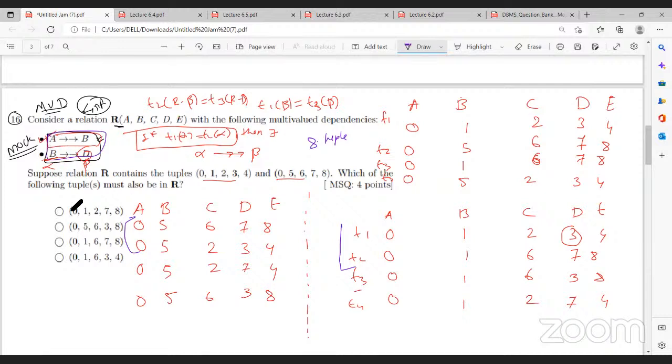Okay, now just take the option 0, 1, 2, 7, 8. Is it present? 0, 1, 2, 7, 8 is not present, so this is not correct. 0, 5, 6, 3, 8 is present. This one is present. This is now a correct option.